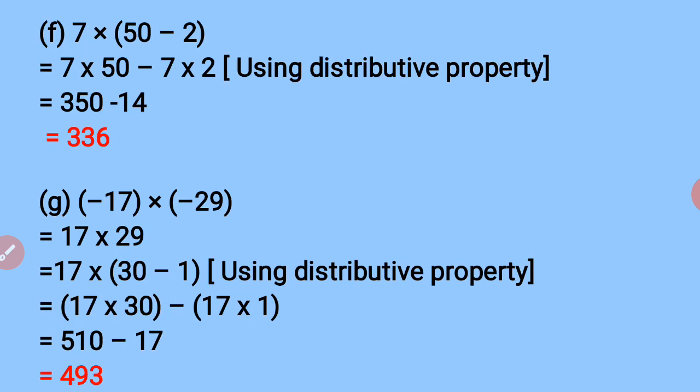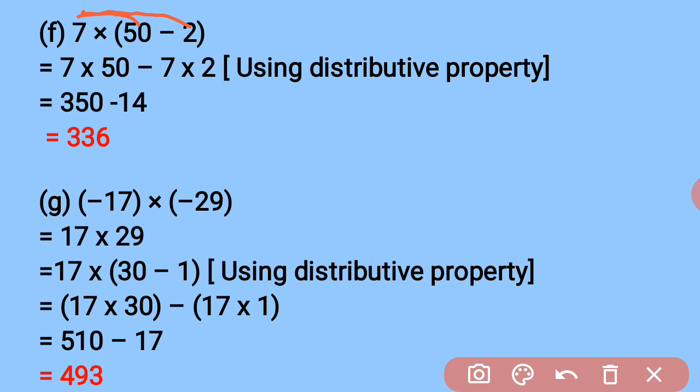Let's move to the next sub-question, that is F. 7 multiplied by 50 minus 2. Now we are again going to use the distributive property. Here initially we are going to multiply 7 and 50, then we will multiply 7 and 2, and this minus sign will remain in between.